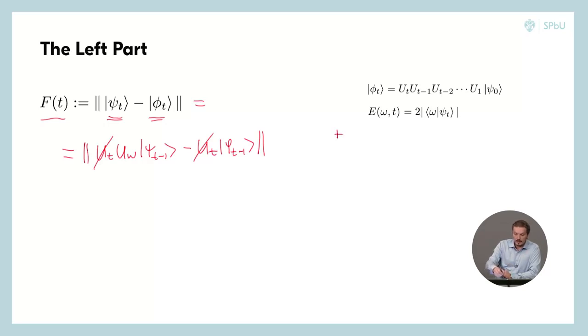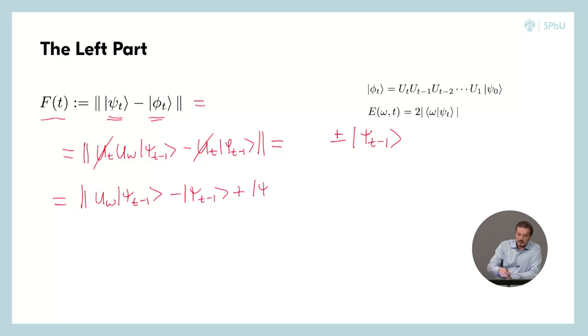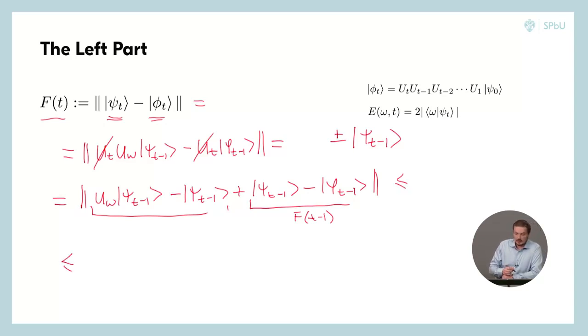And I'm going to add and subtract this value under the norm. Let's see what it gives us. So we have U omega psi t minus 1 minus psi t minus 1 plus psi t minus 1 minus phi t minus 1. And this is our error here, and this is f of t minus 1. So we're using the triangle inequality to get this.